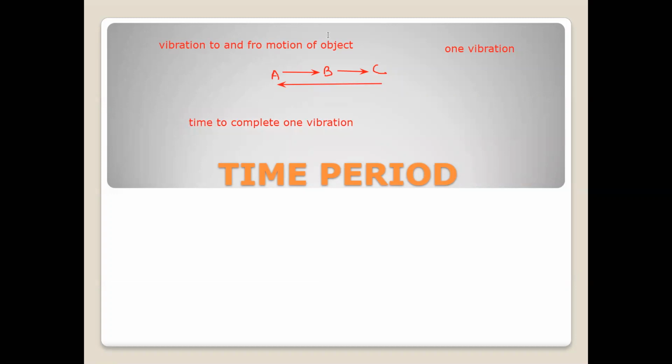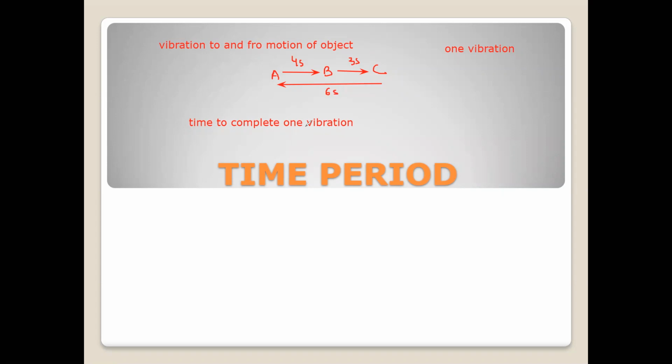In this example, if I say moving from A to B the object took 4 seconds, moving from B to C the object took 3 seconds, and returning back the object took 6 seconds, what is the time period here?